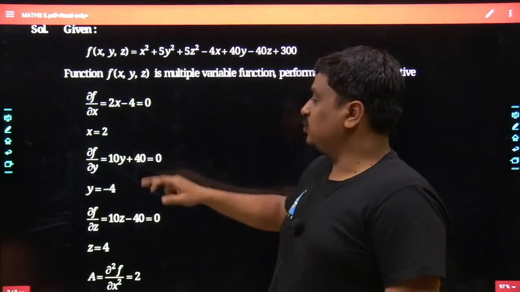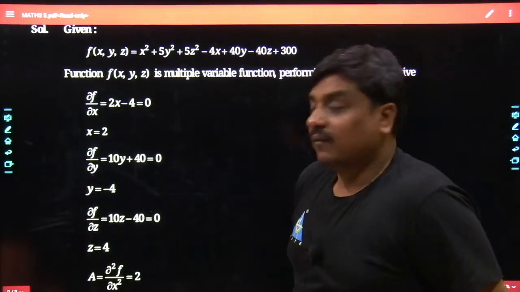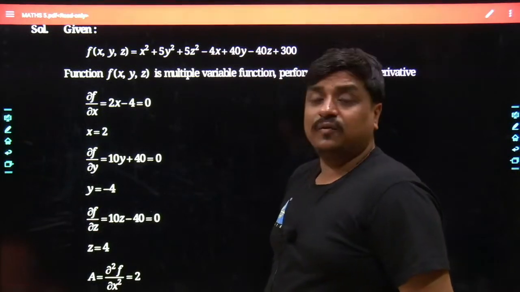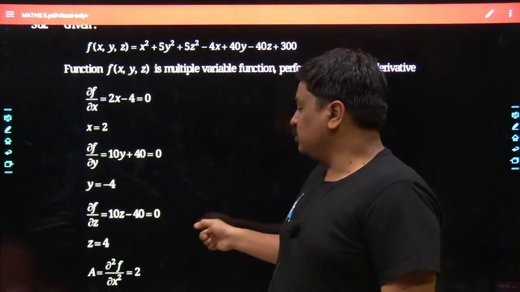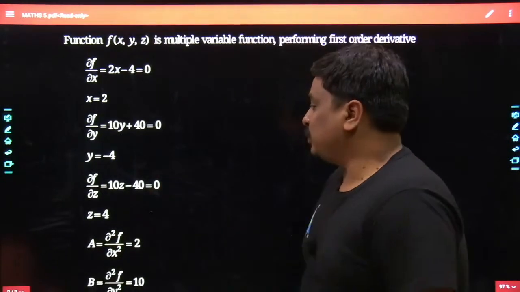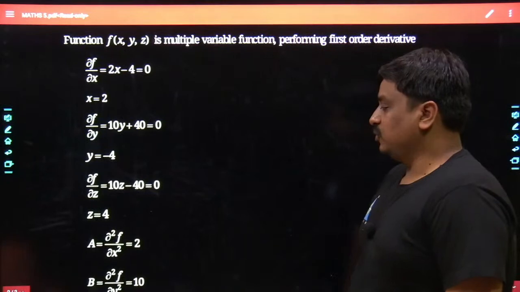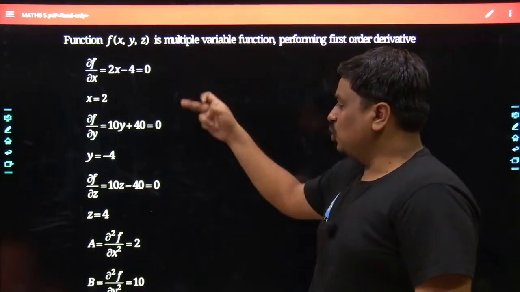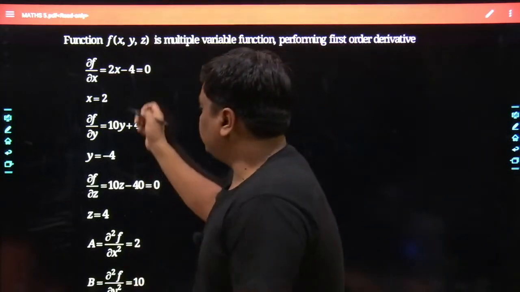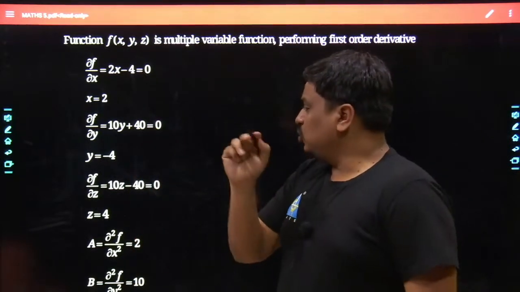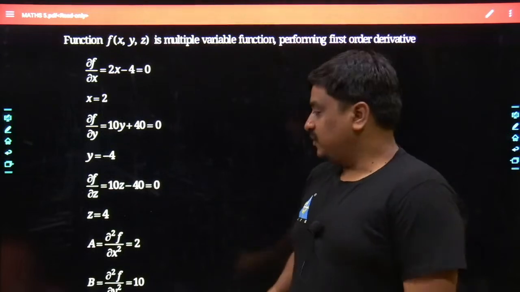Similarly, the same process was followed over y. That means the partial differentiation of f has been taken with respect to y. Compared with 0, the value of y was found to be minus 4. Similarly, with respect to z it has been 4. What does that mean? That means 2, comma, minus 4, comma, 4 is the point of stationary. So within the bracket we can write (2, -4, 4) is the point of stationary.